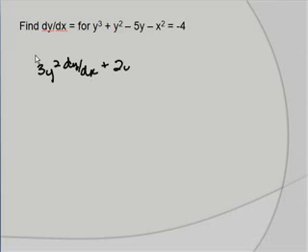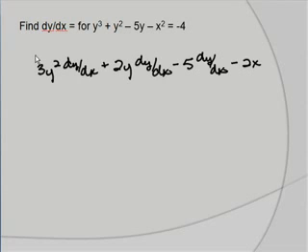And then we get 2y dy/dx minus 5 dy/dx minus 2x is equal to 0. So now we have 3 dy/dx's. So we move everything that doesn't have that over to the other side. I'm going to go ahead and factor out the dy/dx and move the 2x over.